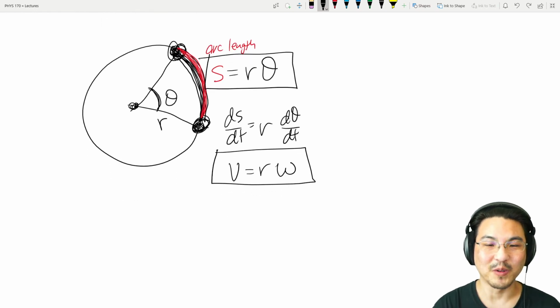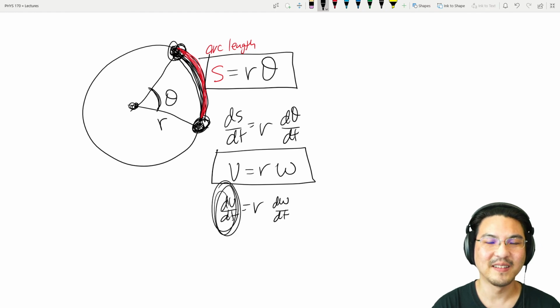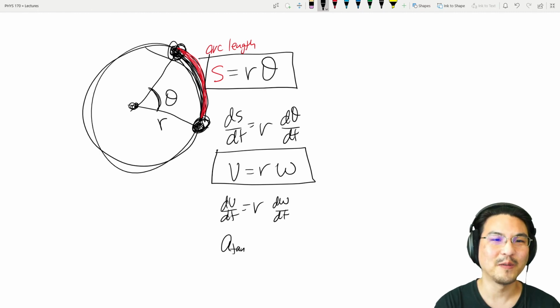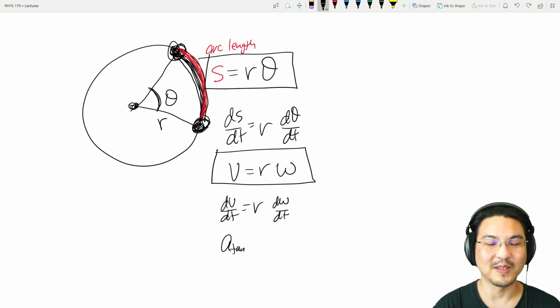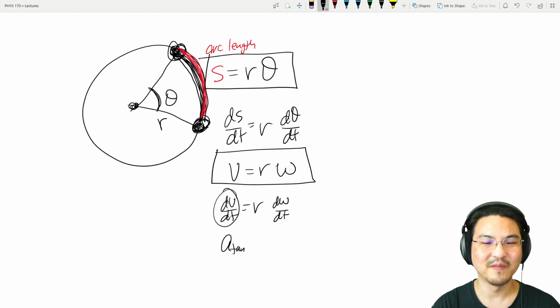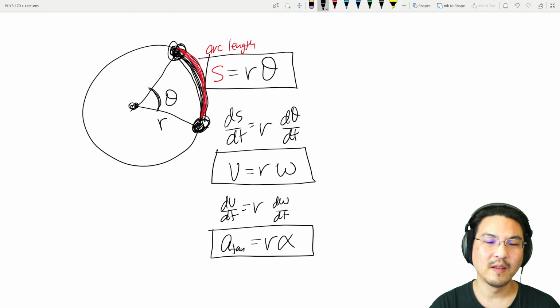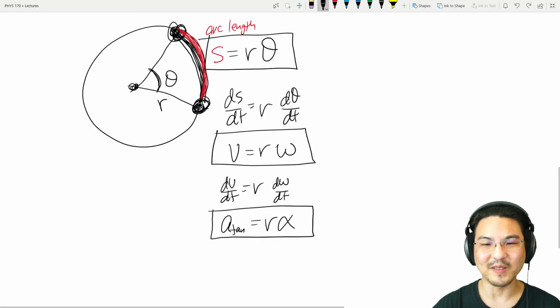Okay, now let's take one more derivative of this for constant radius. So dv dt, d omega dt, what is that? That's acceleration, but only in the direction of the velocity. So actually tangential to this curve, tangent to the curve. So it's the tangential component of acceleration, this. And what's that? Angular acceleration. Okay, so this is the tangential component of acceleration. This is meters per second squared, and this is angular acceleration, radians per second squared.